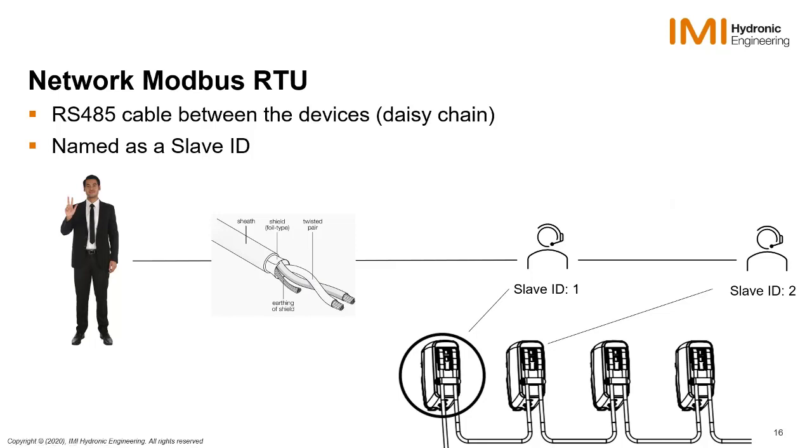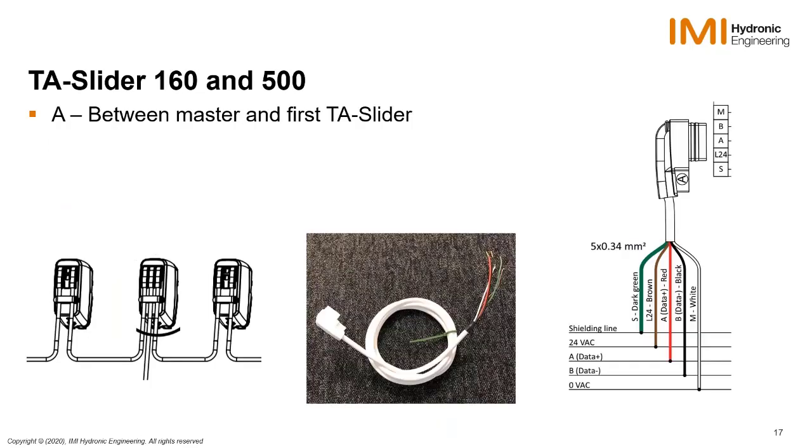And now we're going to look into the cables that you can have with your sliders for RTU networks. For slider 160 and 500, there are pre-made cables to manage both the power supply and the communication. So in your daisy chain, you have these white cables that you might recognize. And you have three different types of cables, A, B, and C cable. And the first cable is called A cable. And this is the one that connects the first slider in your daisy chain network with the master.